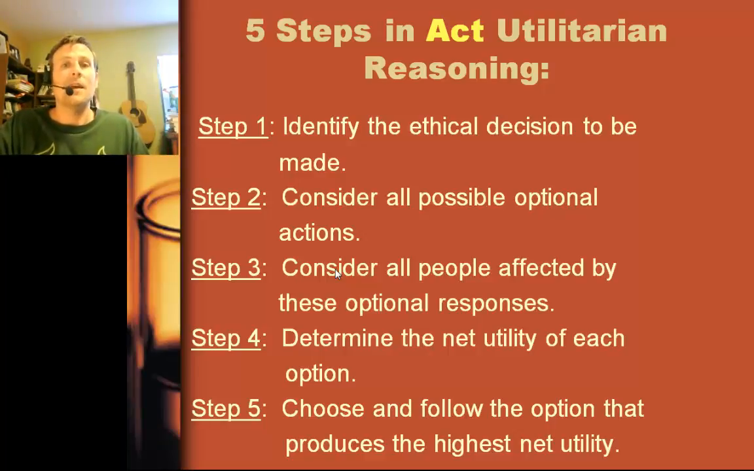And then, third step, this is where it starts to differ from egoism. The third step, we consider all of the different people whose lives would be affected by our different responses. And then the idea is to determine the utility, that is the sort of happiness value of each potential option. And then number 5, we choose the option with the highest net utility. That is, choose the option that produces the most satisfaction of desire for all the people who have a stake in the decision that you're making.